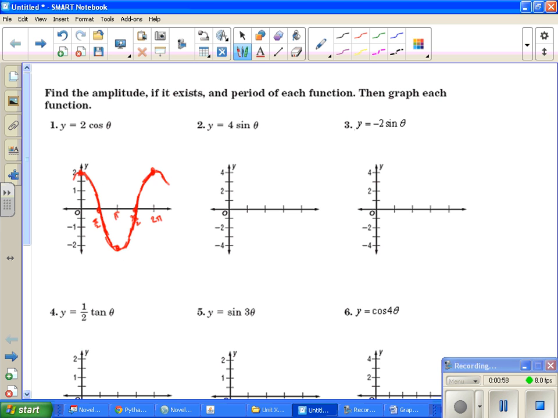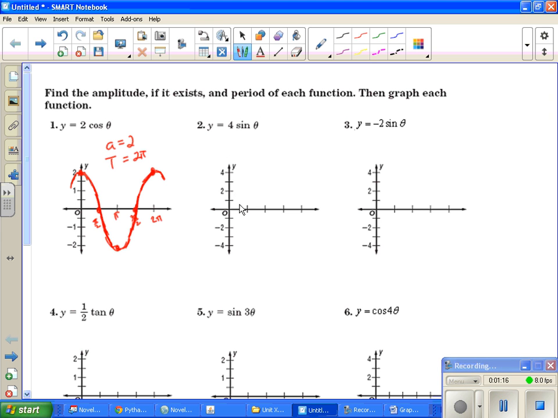All right, and then it would obviously turn back around. Your amplitude is 2, basically it's the number in front. And the period is still the normal 2 pi for cosine.